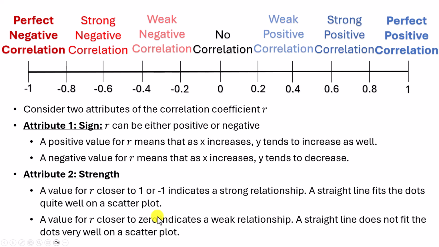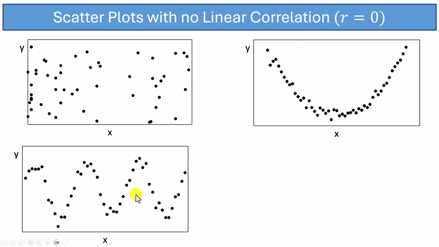Now, just because you have a correlation that's 0 or close to 0 doesn't necessarily mean there's no relationship at all, because remember, we're only considering the linear correlation in this section. So here are a couple of examples of scatterplots that would have some sort of relationship, potentially, but would have a linear correlation coefficient that is 0 or close to 0. Now, the very first one does not have any relationship at all, which is really the reason why there is no linear correlation.